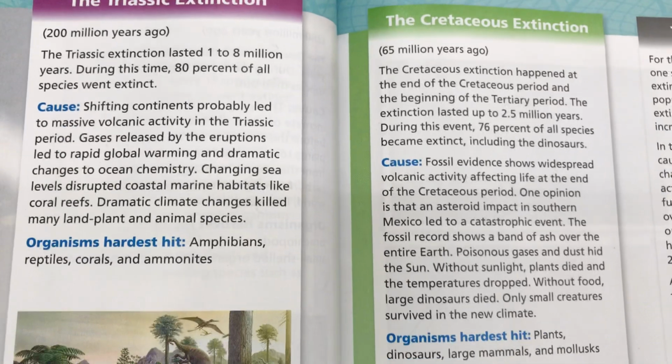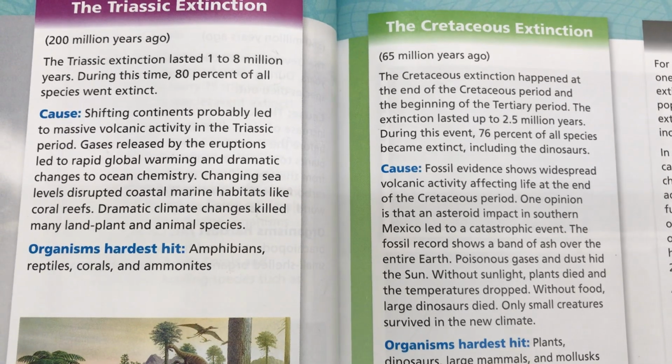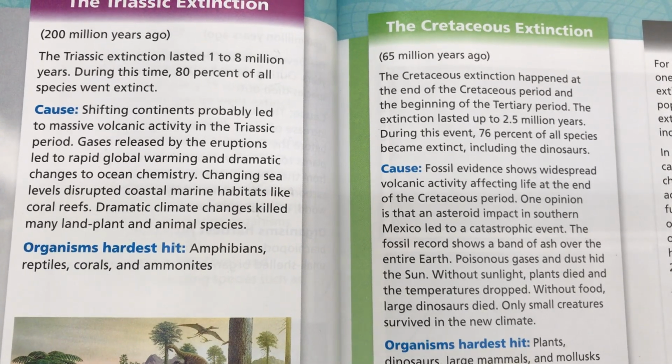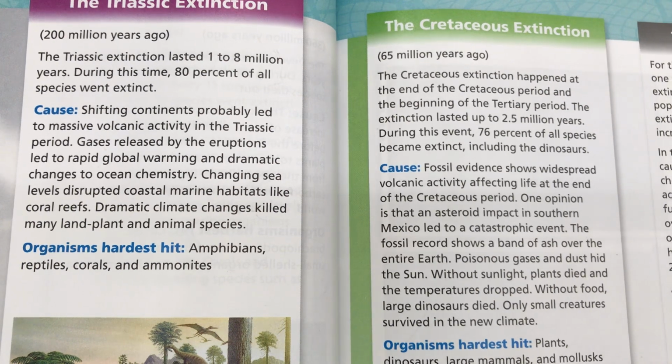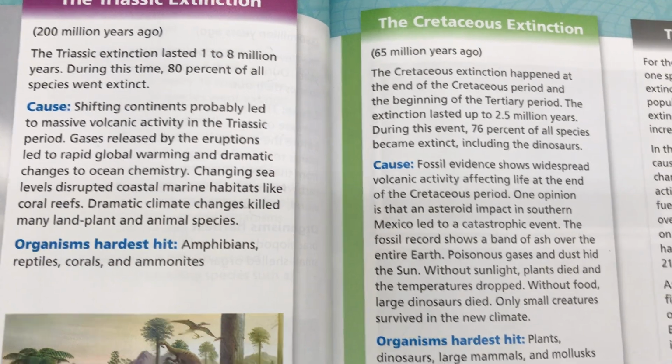Let's go ahead and take a look at the Cretaceous Extinction. Feel free to pause where you need to. The Cretaceous Extinction happened 65 million years ago. It happened at the end of the Cretaceous period and the beginning of the Tertiary period. The extinction lasted up to 2.5 million years. During this event, 76% of all species became extinct, including dinosaurs.